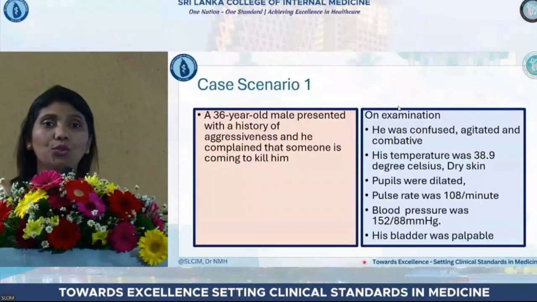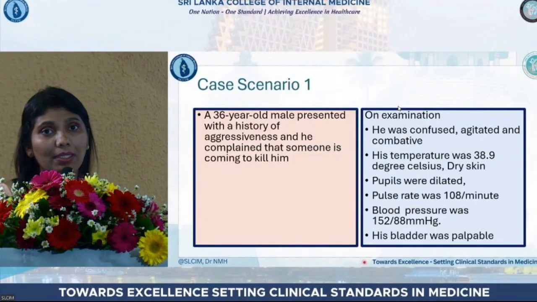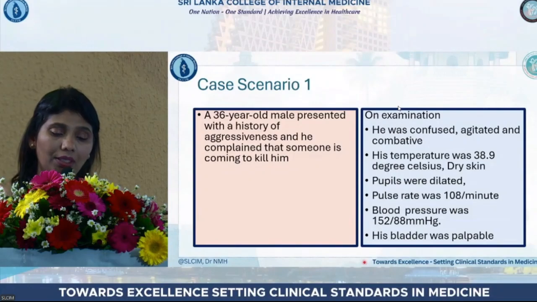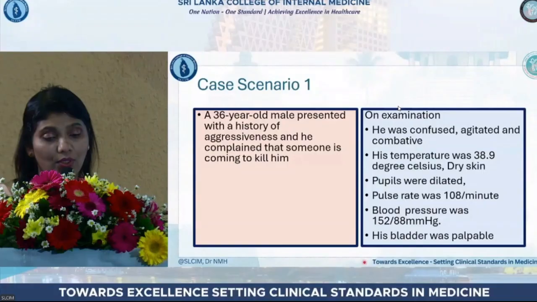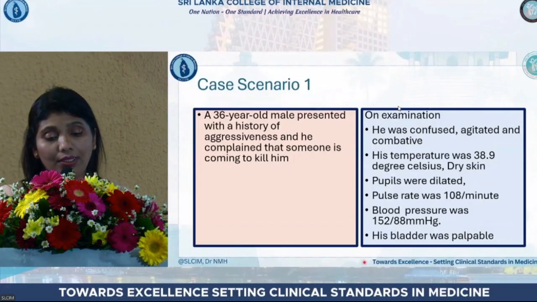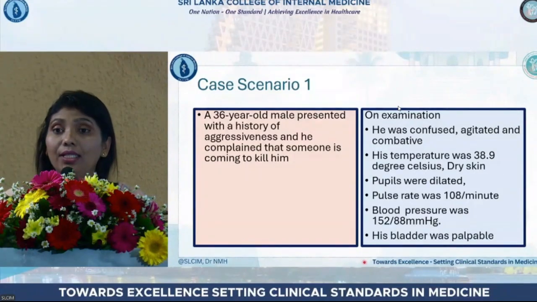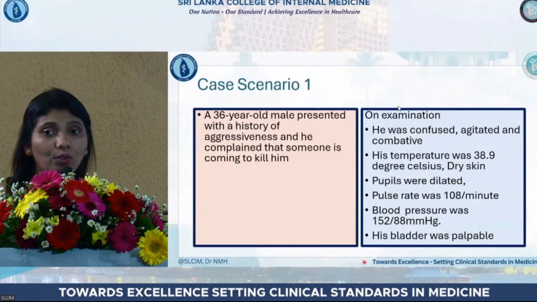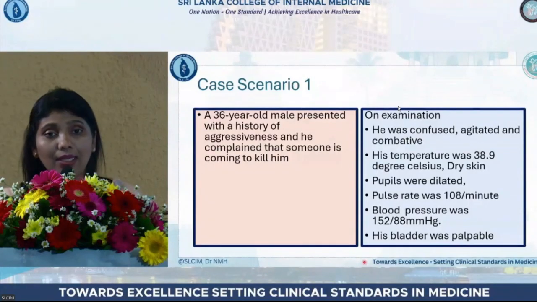So we'll move on to the talk with the case scenario. A 36-year-old male has presented with a history of aggressiveness, and he complained that someone is coming to kill him, and he started picking things out of the air during the examination. He was confused, agitated and combative also. He has a temperature of 38.9 degrees, and he has very dry skin. On looking at the pupils, they were dilated, with a pulse rate of 108 and high blood pressure as well. And his bladder was actually palpable.